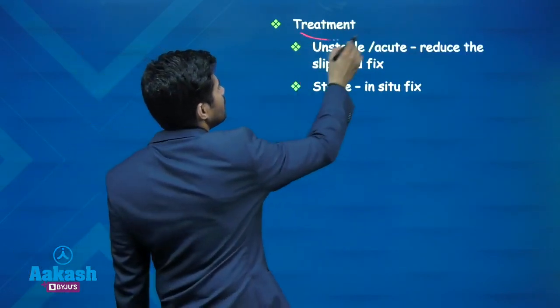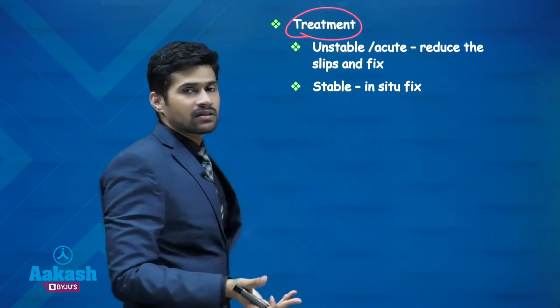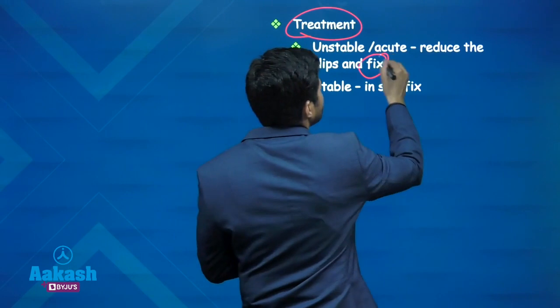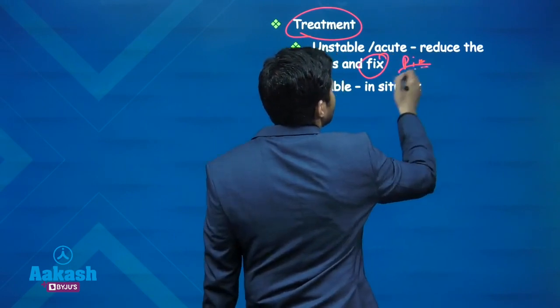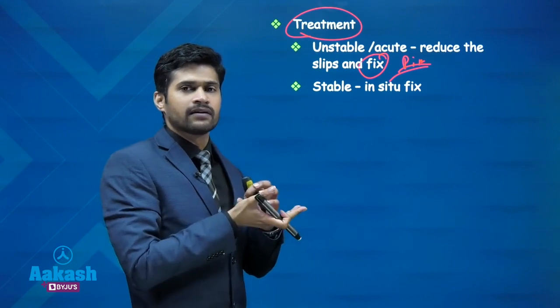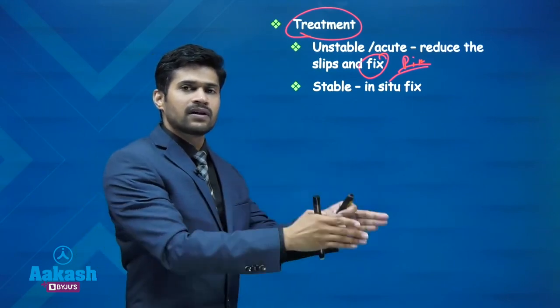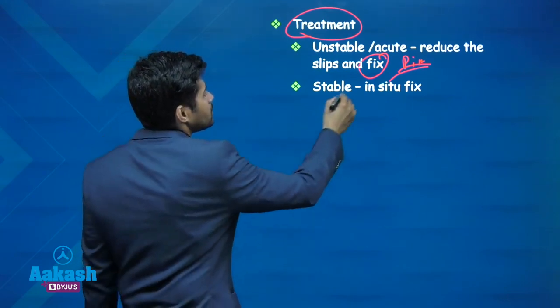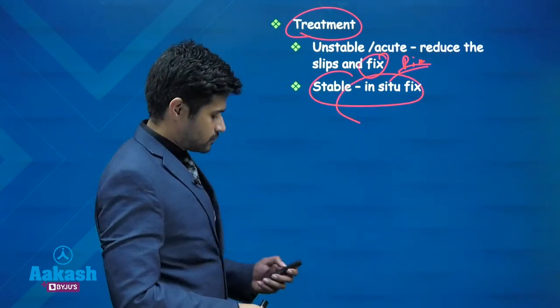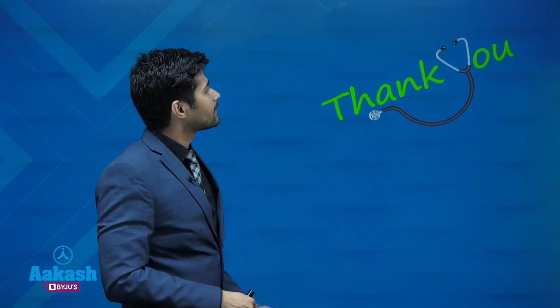How do we treat? Unstable is presenting like a fracture. It is acute slip. We can reduce it. So we reduce it and we fix it with pins. In chronic type, we cannot reduce it because it is stable, it is fixed, it is joined. So we can just prevent the further slip. So we go for in situ fixation in that position only, right? So that will be all.